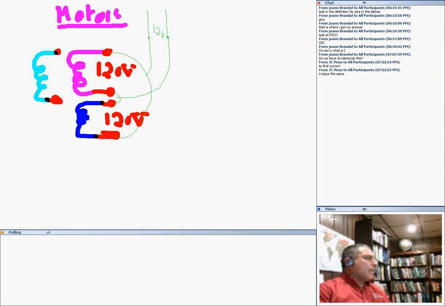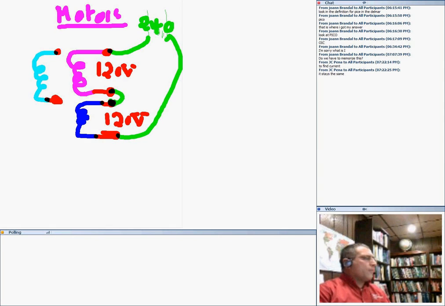That's in parallel, but I don't want to do them in parallel. I want to do them in series. So I'll go series, and if you guys can see, look what I did. Okay, highlighter. If I connect these two together like this, and grab one phase from here and the other one from here, I put these two coils in series. Now, I can bring a 240 volt across and run this motor at 240 volts.